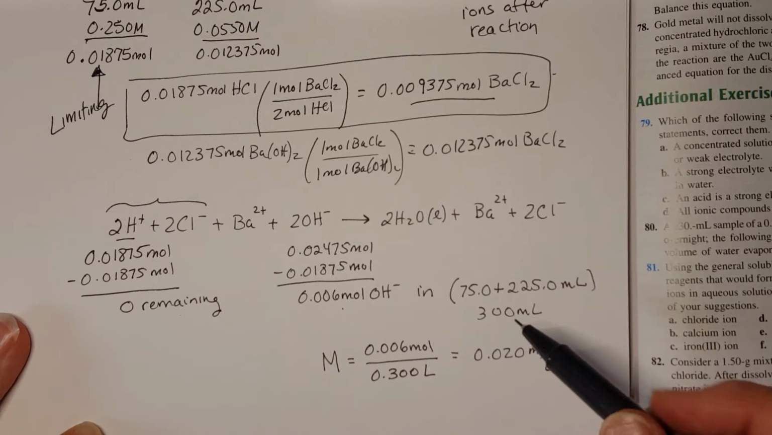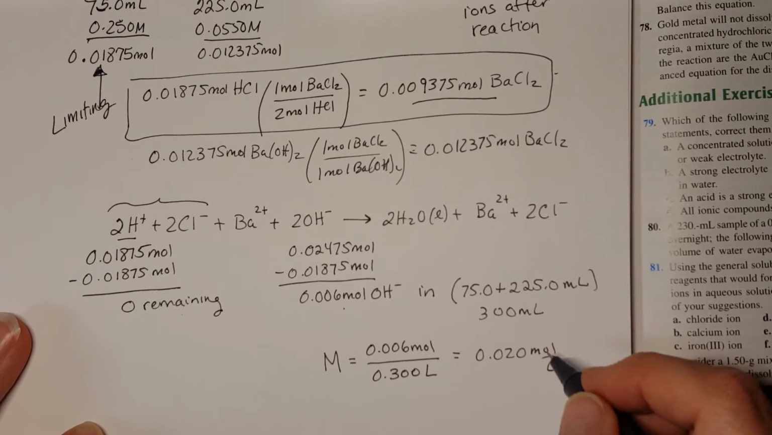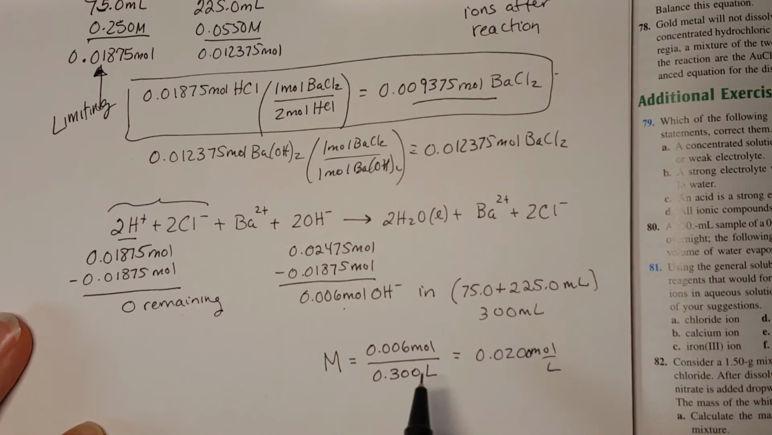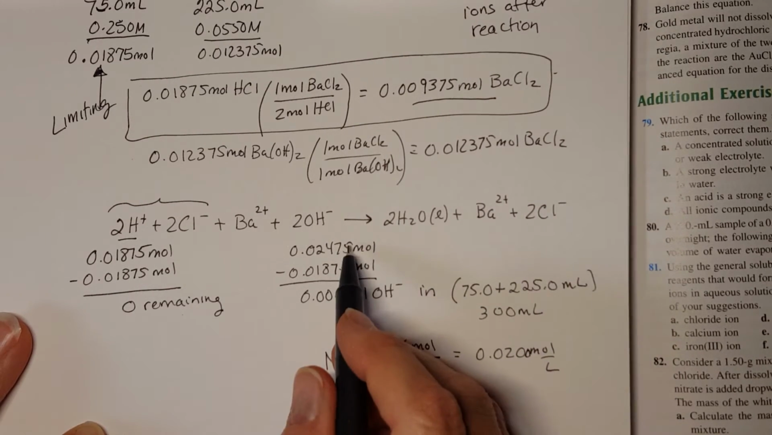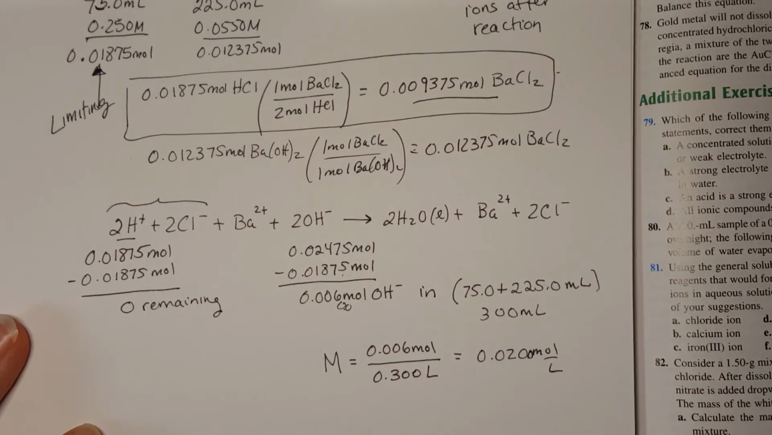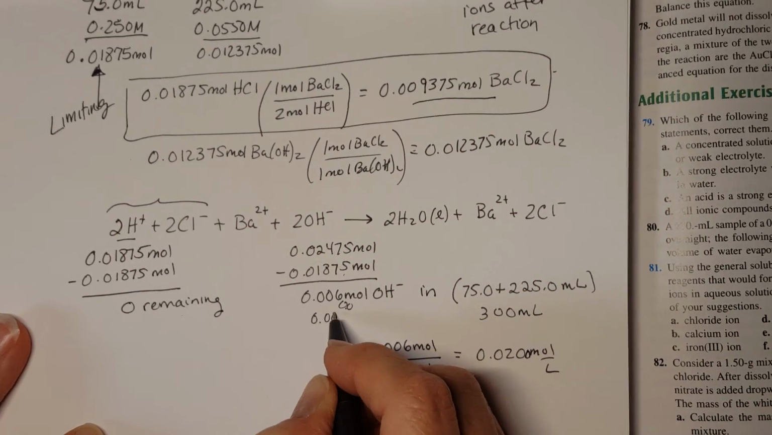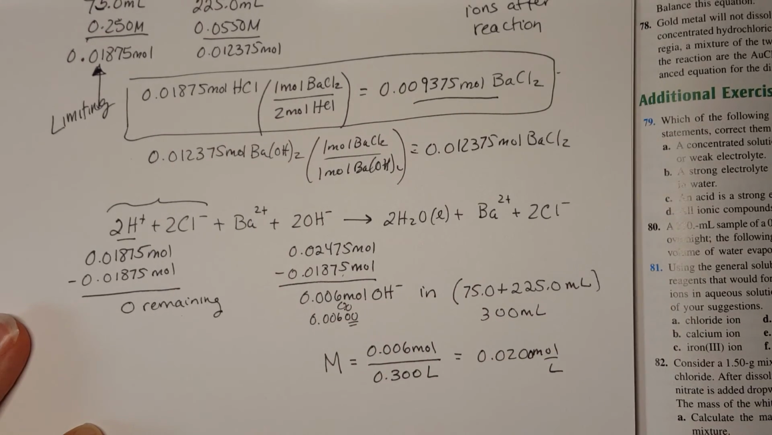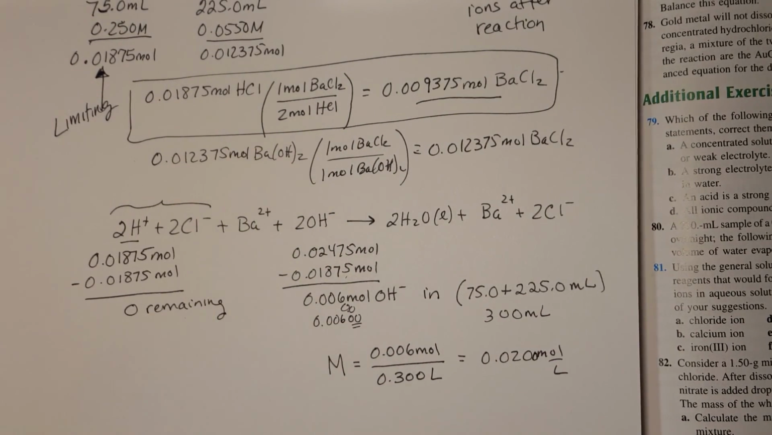Just double checking sig figs, I think we should have had 3 at the end here. Okay, I dropped one here. This should be 0.00600, because these 2 places still go. So this should have been 0.00600 for sig figs. And that's the answer to 61.